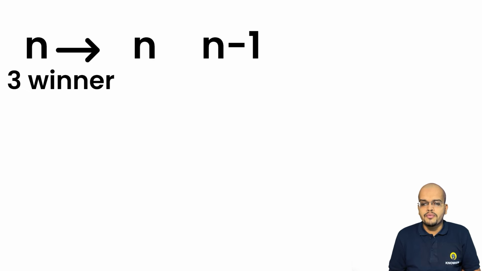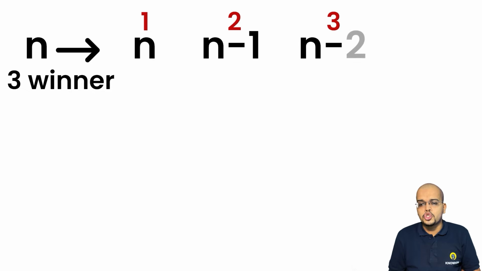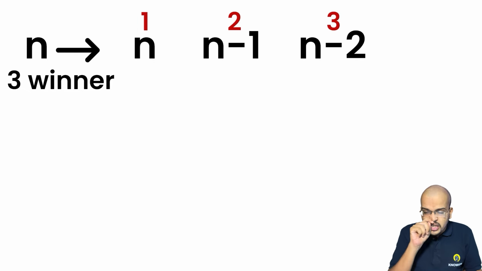So the first person can get n, the second runner up and the third runner up. So the first person will get n, the second will get n minus 1 and the third person will get n minus 2. Okay, n is infinite. There is no specific number or specific value for this one.